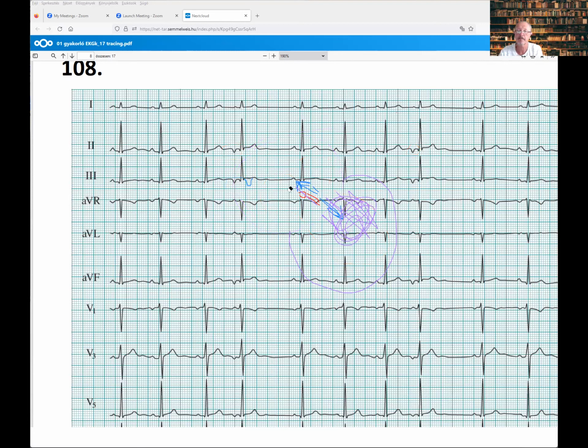Okay. So does it mean that it's not dominated by the SA node? Well, it means that there's a premature beat. Every four beats there is a premature beat. It means you still have a sinus rhythm, but this sinus rhythm is interrupted by a junctional premature beat. Now, if we had no sinus impulse formation at all, and the junction was taking over, we would have a junctional escape rhythm. But this is not the case here.